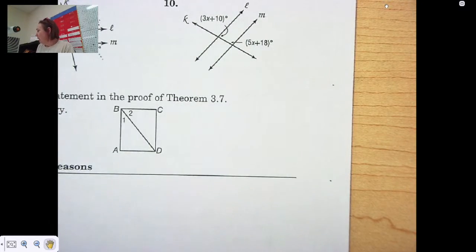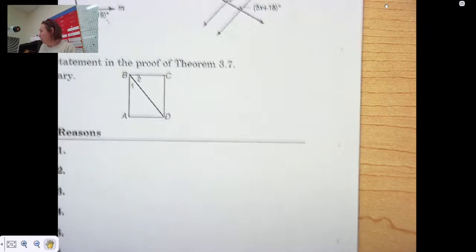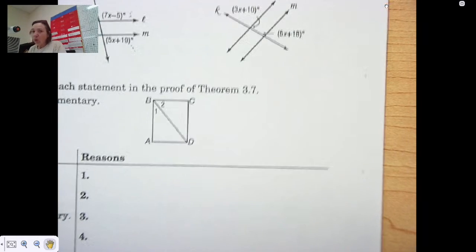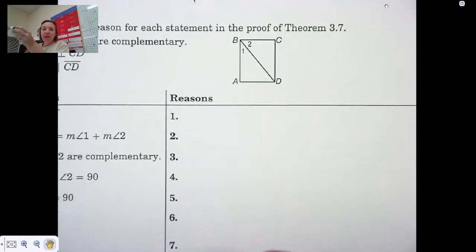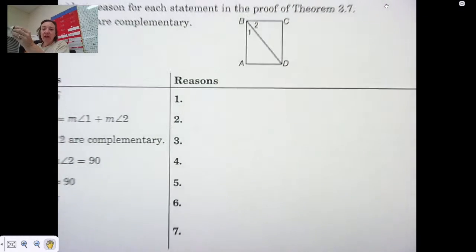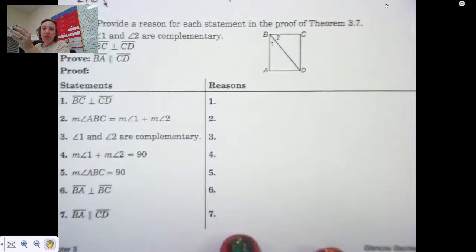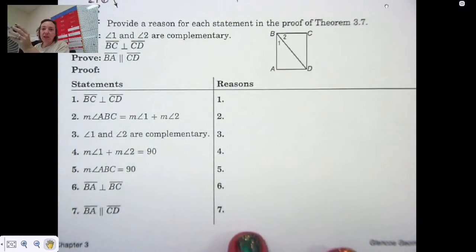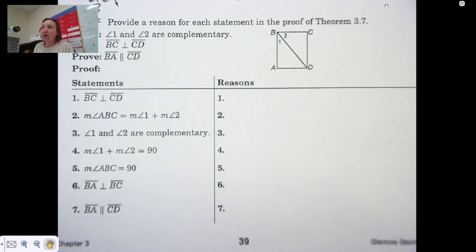Okay, let's go ahead and look at the bottom. Let's look at this proof down here, okay? We're going to wrap this up, and then y'all will work on your practice tomorrow. You can work on it today after we finish this because we'll probably have a little bit of time, but you don't have to, all right?